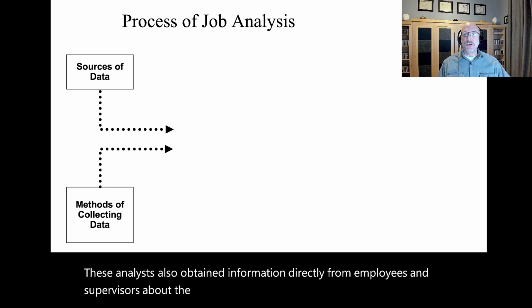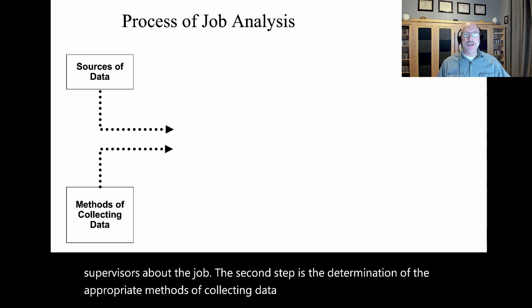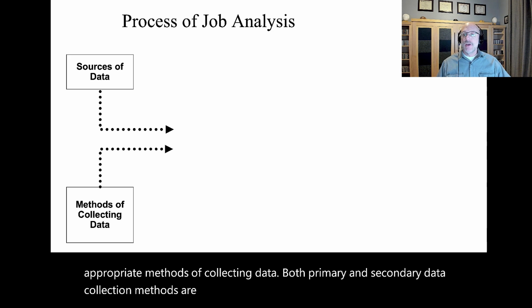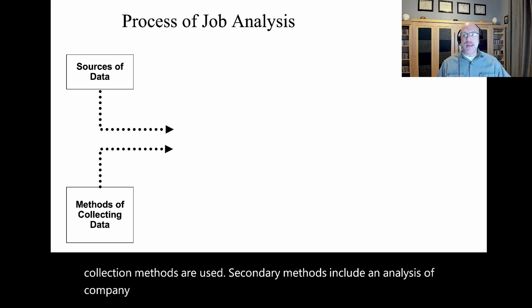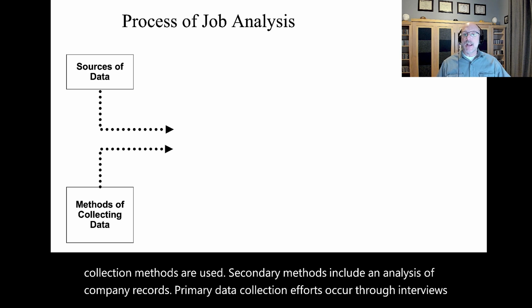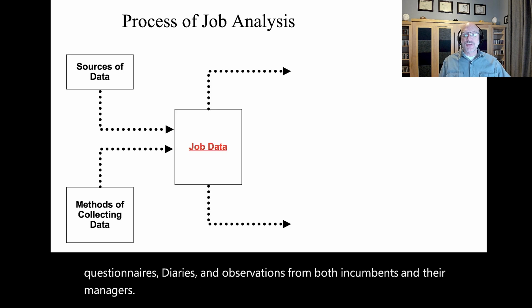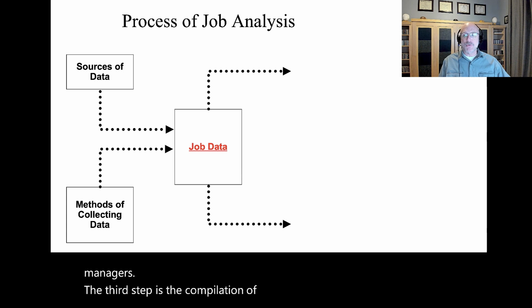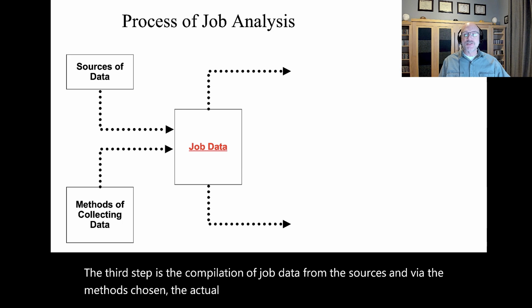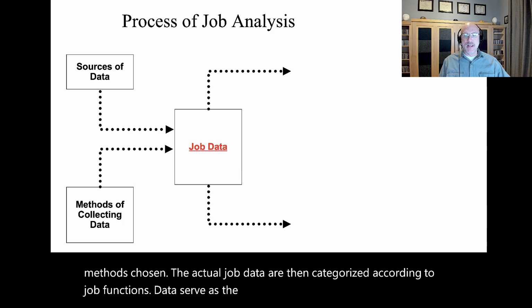The second step is the determination of the appropriate methods of collecting data. Both primary and secondary data collection methods are used. Secondary methods include an analysis of company records. Primary data collection efforts occur through interviews, questionnaires, diaries, and observations from both incumbents and their managers. The third step is the compilation of job data from the sources and via the methods chosen. The actual job data are then categorized according to job functions. Data serve as the raw materials of job analysis.